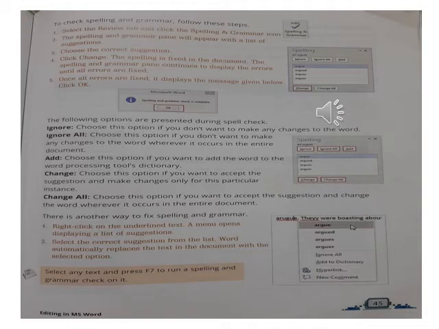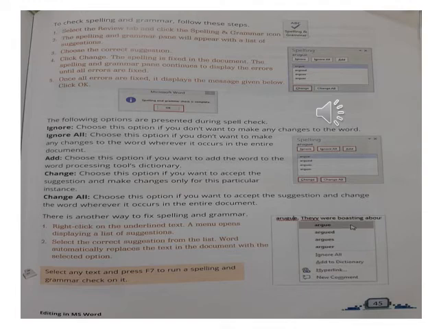The following options are presented during spell check. So these are the options which you will see while correcting your spelling and grammar in a Word document. First is Ignore. Choose this option if you don't want to make any change to the word. Then Ignore All. Choose this option if you don't want to make any changes to the word wherever it occurs in the entire document. Add.